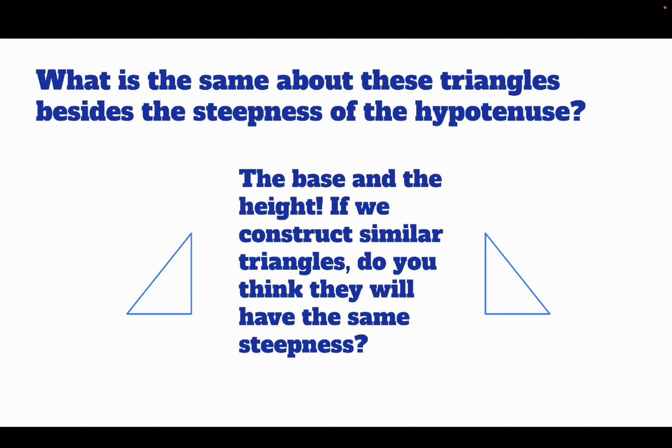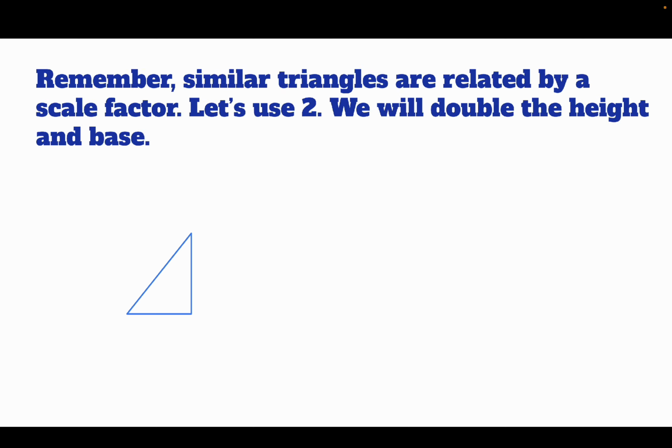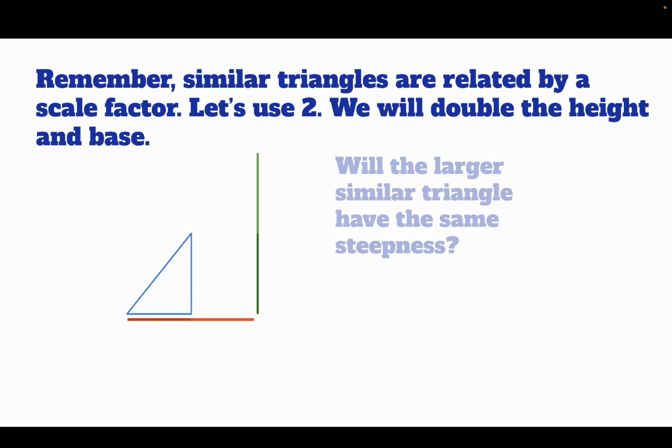But let's imagine we're going to construct similar triangles, okay? Do you think they will have the same steepness? Let's find out. So similar triangles are related by a scale factor. We're going to use 2 as our scale factor. If you don't understand similar figures, you should still be able to follow along with this. It's just going to help us visualize. So we're going to double the base and double the height.